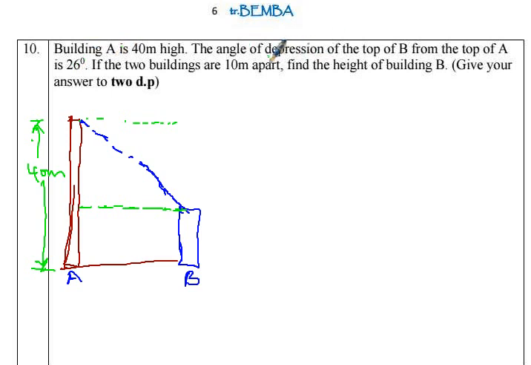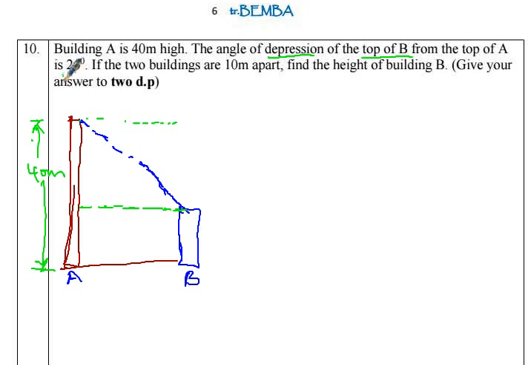The angle of depression of the top of B from the top of A is 26 degrees. Now, when you read this statement, where they say the angle of depression of the top, this confirms that building B is shorter than A, because when you are at A, you need to look down, depression. You need to lower your eyes so that you are able to see the top of B. And that given angle is 26 degrees.